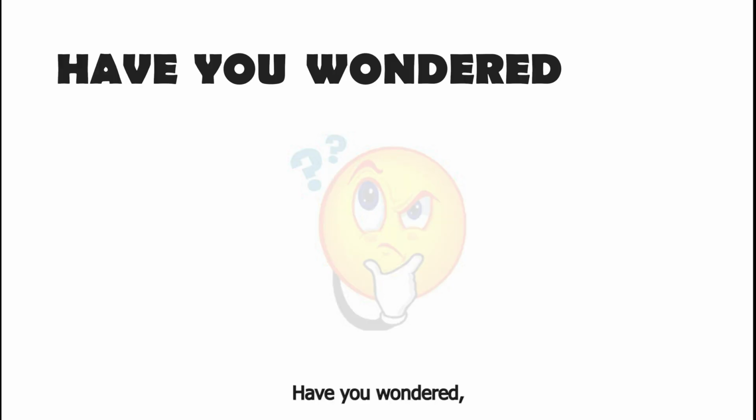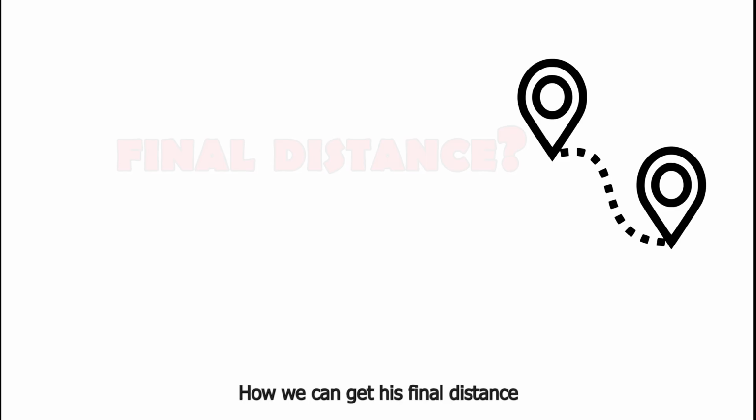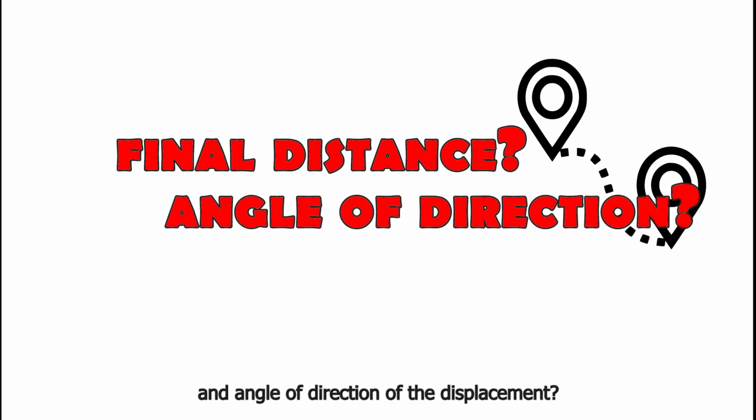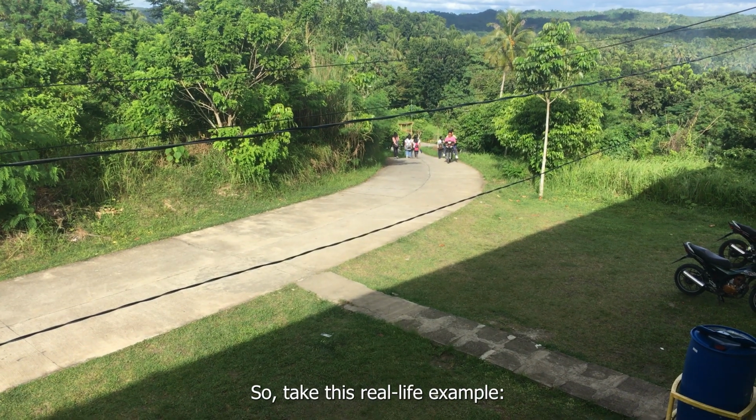Have you wondered, what if there are multiple vectors? How can we get the final distance and angle of the direction of the displacement? In this part, we will discuss adding vectors using the component method. So take this real-life example.